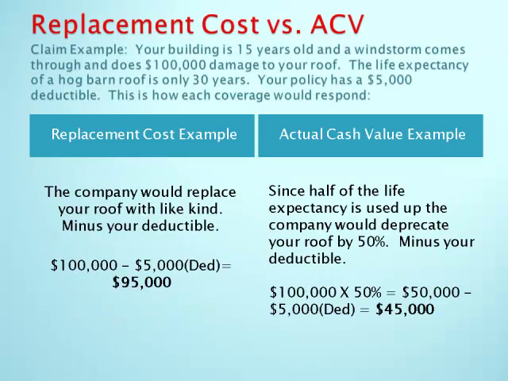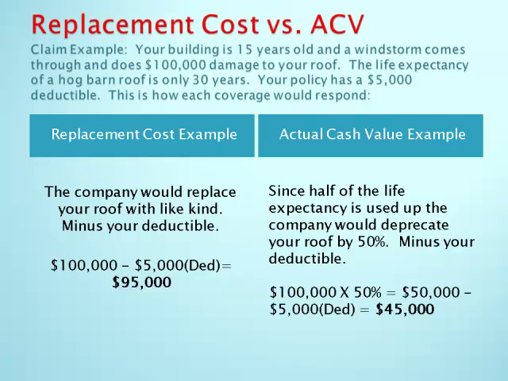And here's another slide just showing two different examples of how a policy would respond for both actual cash value and replacement cost. In this example, say your building's 15 years old, the windstorm comes through and does $100,000 damage to the roof. The life expectancy of a hog barn roof is roughly 30 years. Your policy has a $5,000 deductible, and this is how it would respond.